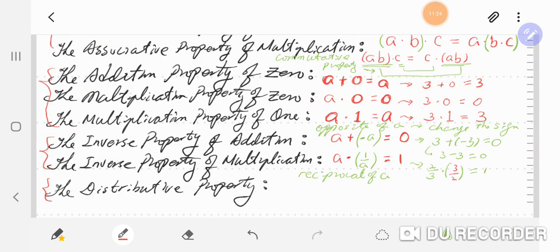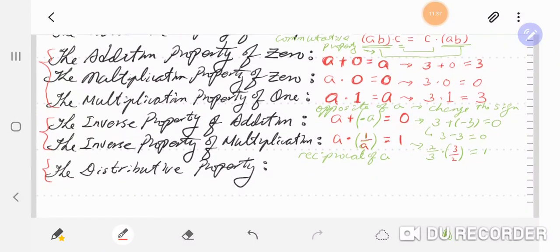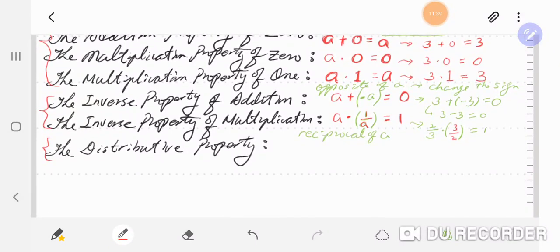A is what? A is A over 1, isn't it? So what's the reciprocal? 1 over A, right? A over 1 means 1 over A. So that is called the inverse property of multiplication.